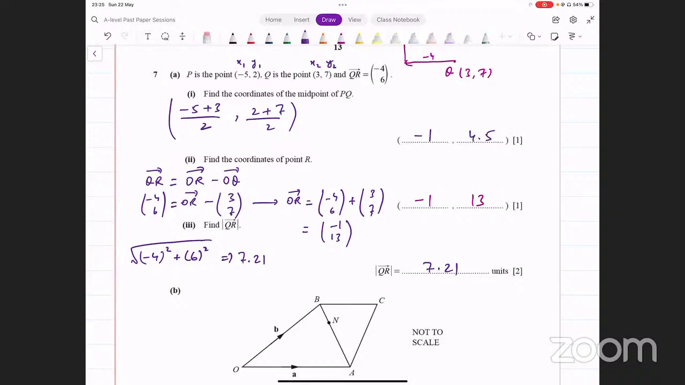Okay, so that was 2 marks. Well, that's weird because that was pretty straightforward. So that's 7.21. That's the magnitude that we were looking for.